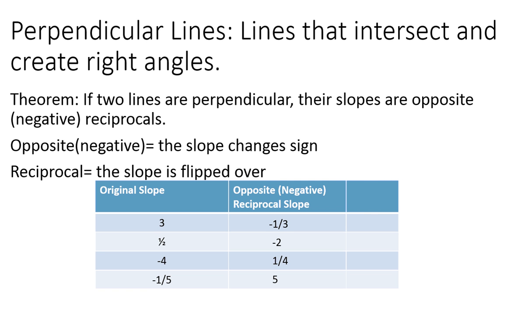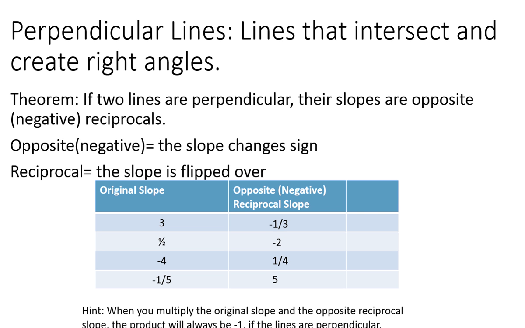And a hint, if you want to go back and check your answer to make sure that you did the opposite reciprocals correctly, when you multiply the original slope and the opposite reciprocal slope, the product will always be negative 1 if the lines are perpendicular. So going back, multiplying 3 and negative 1/3, you would get negative 1. Multiplying 1/2 and negative 2 together, you would get -1. Multiply -4 and 1/4, you'll get -1. And same thing, -1/5 times 5, you'll get -1.